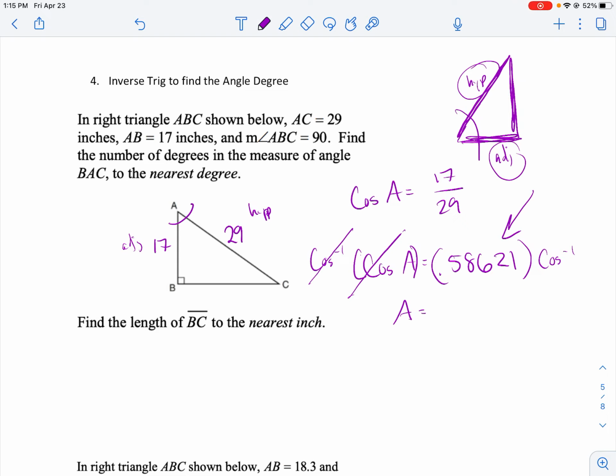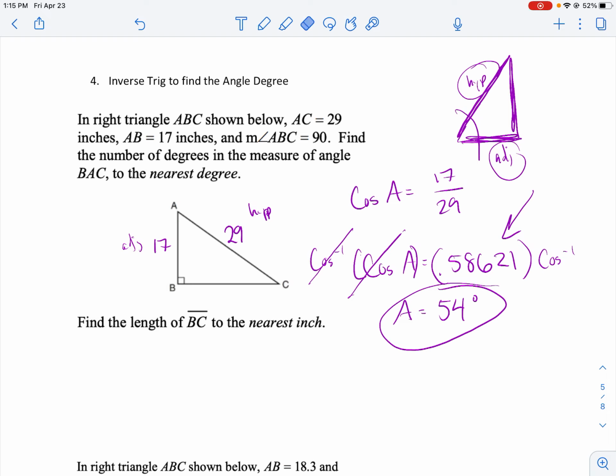And so your calculator has all that information saved. So when you go inverse cosine, what you're telling your calculator to look for is what angle has a ratio for its adjacent and hypotenuse leg of 0.58621. So you type that in your calculator, make sure it's in degree mode, and you should get this answer right here, 54.111. And we'll just round it to the nearest degree. So 54 degrees. Okay?